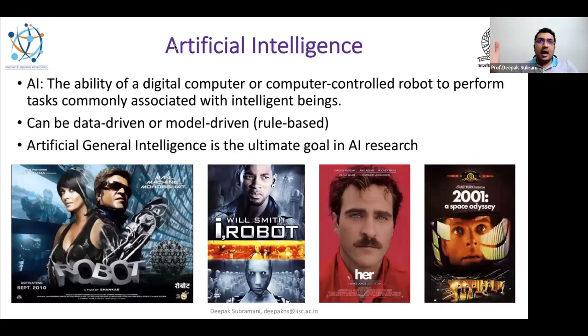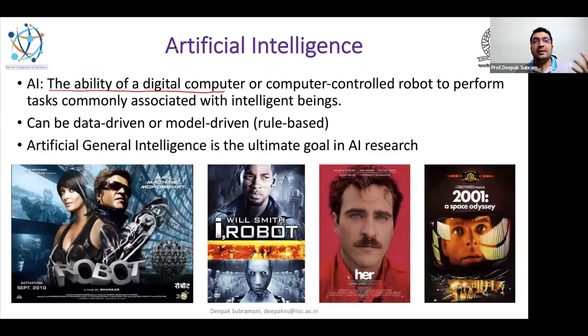So if you generally ask the question, what is the meaning of this term artificial intelligence, AI? In general, artificial intelligence is the ability of a digital computer or a computer controlled robot to perform tasks that are commonly associated with intelligent human beings. Intelligent human beings can do several activities, right? Now, if we give that ability to a digital computer or a computer controlled robot, if the robot can do those activities that an intelligent human being can do, we generally call that artificial intelligence. AI is what it is called.